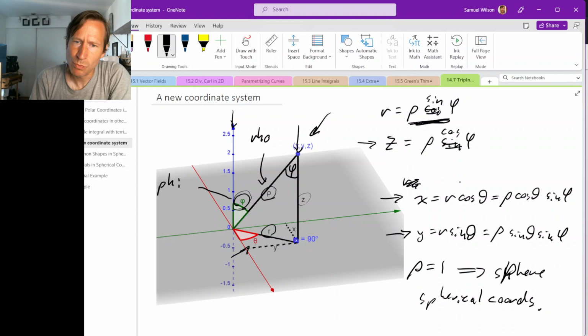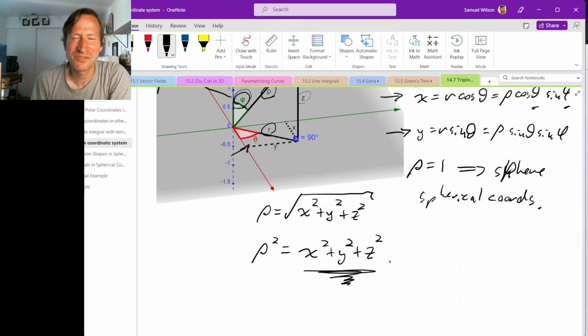Well, remember, rho is just the distance from the origin, so that's in 3D, the distance from the origin is the square root of x squared plus y squared plus z squared. Okay, so rho is the square root of x squared plus y squared plus z squared. So if you want to square both sides, you could say rho squared is x squared plus y squared plus z squared. So if you see an x squared plus y squared plus z squared, that's kind of a sign that maybe spherical coordinates would be a good idea.